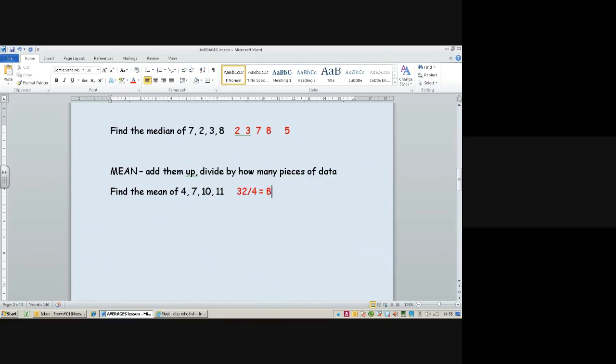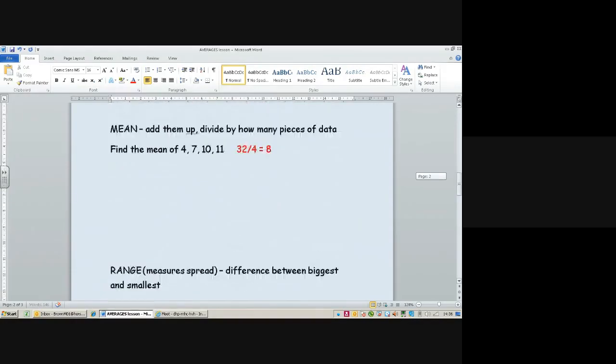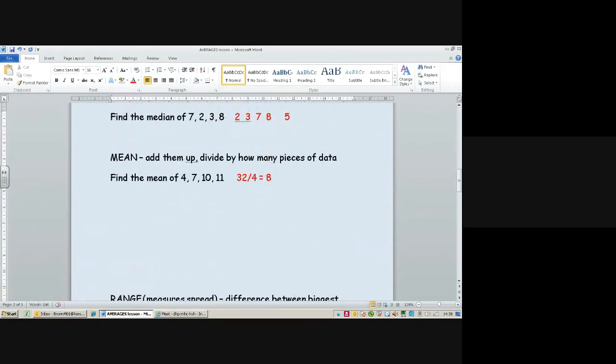Really useful average because it includes all 4 pieces of data. You're not ignoring any of them. But if I change one of these numbers so that it was a lot bigger than the rest, it would have a massive effect on the mean. So the mean is quite easily what we call skewed by really, really big or really, really small numbers. You're unlikely to get an exam question which asks you to find a mean directly. So we'll see later that you really need to remember this definition.